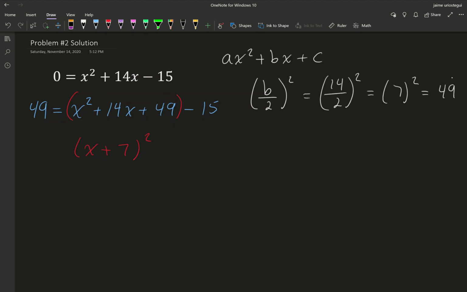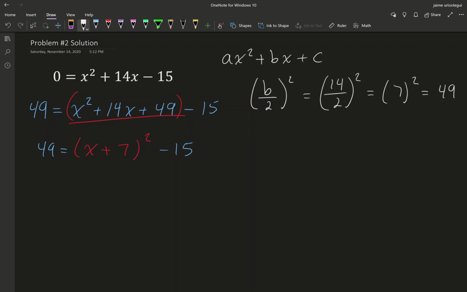So if you don't believe me, you can use the box method and factor this, and you're going to get x plus 7 times x plus 7, which is x plus 7 squared. Pause the video and do it yourself if you don't believe me. Now this is still equal to the 49 minus the 15. And now we can just solve for x using our typical solving for x methods.